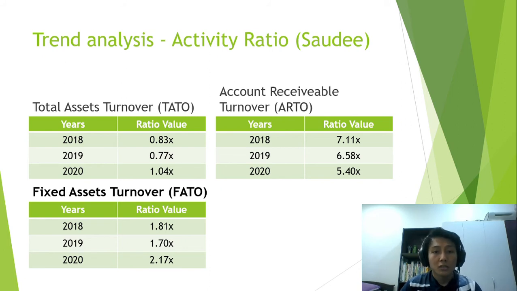Next, Saudee Group Berhad's fixed asset turnover for all 3 consecutive years show us a good ratio performance. Based on the table there, we can see that the company had the highest fixed asset turnover ratio performance in 2020. Therefore, it shows that the company had the most effectiveness of using fixed asset to generate sales in 2020.